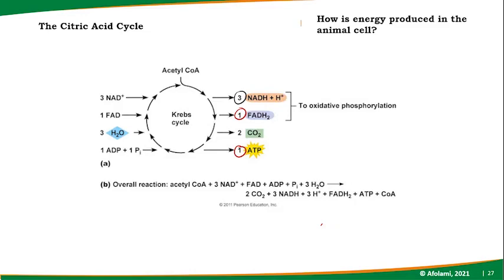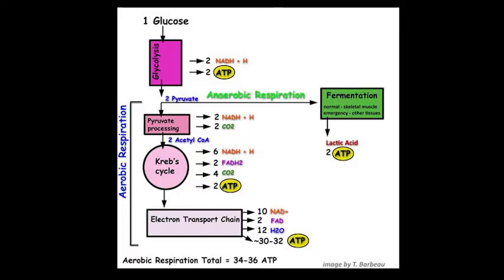Remember, we also did the same for glycolysis. When glucose was converted to pyruvate, we generated 2 moles of ATP and 2 moles of NADH. It's important that we account for the ATP and also the electron carriers, because like I said, these electron carriers are what is going to be used to generate more energy in the form of ATP in the electron transport chain.